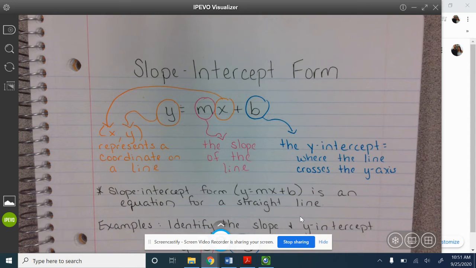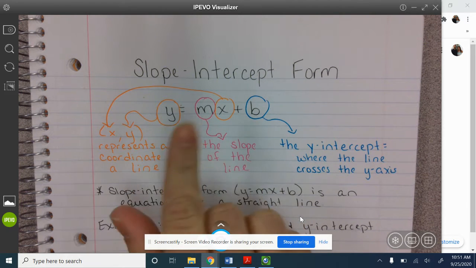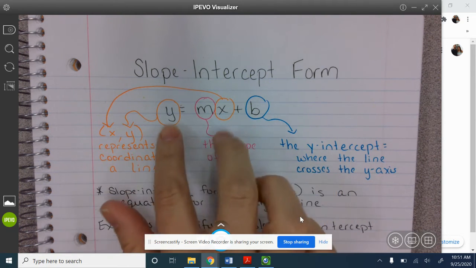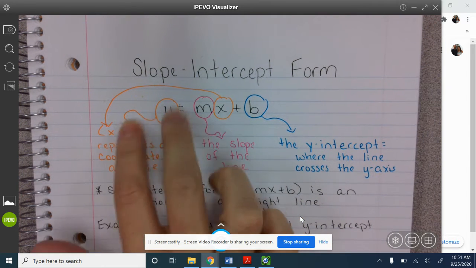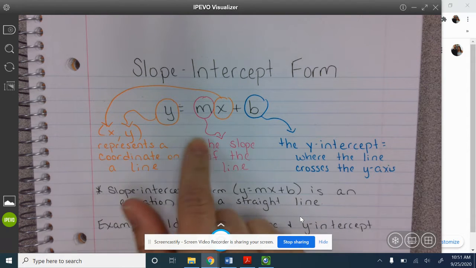Today we're going to talk about slope-intercept form. The formula for slope-intercept form is y equals mx plus b. Now, some of these letters you might be asking what they are. Well, right here, the y and the x are your ordered pair, your x and your y. They represent a coordinate on a straight line.